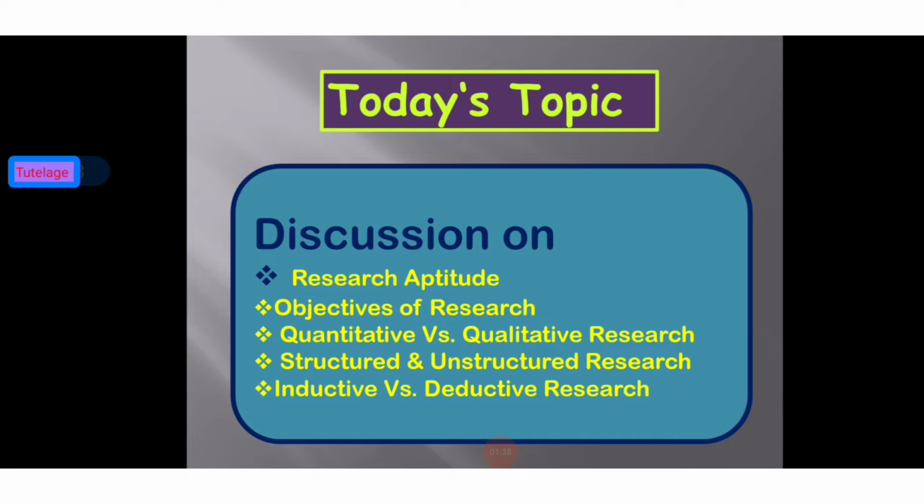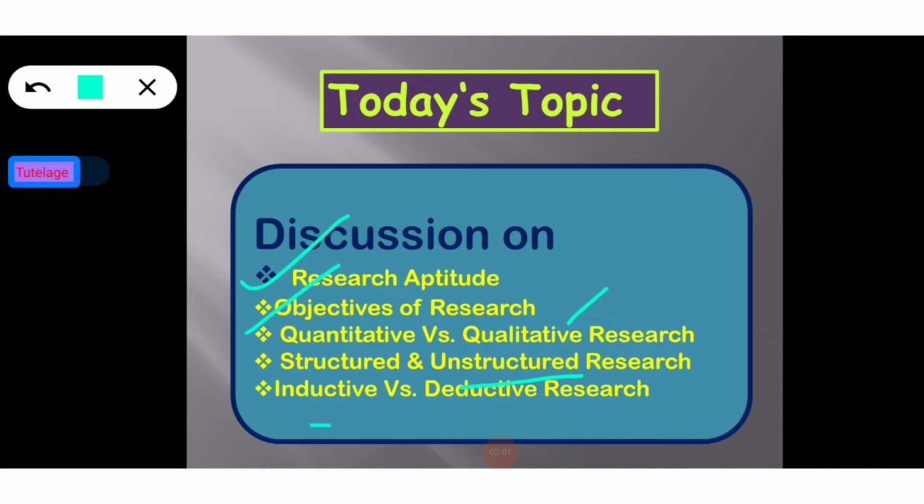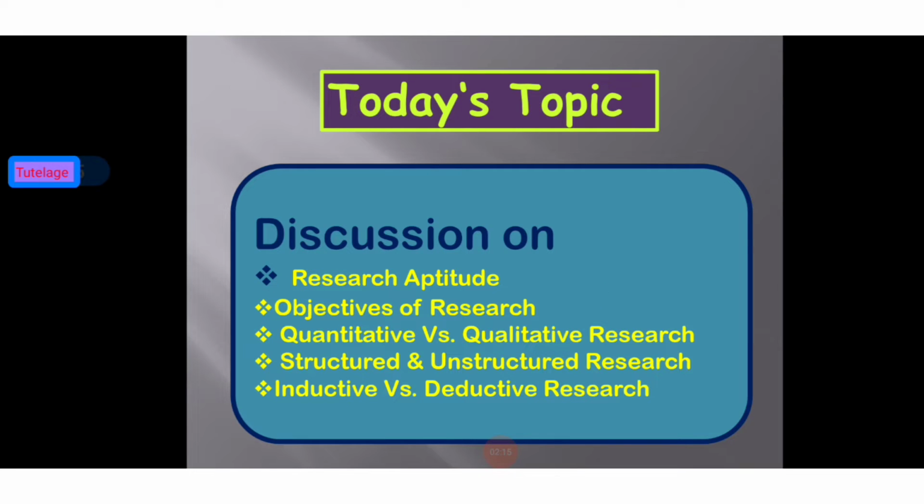So here we can see some subtopics which we will discuss today. The first one is research aptitude, the basic meaning of research aptitude. The second one is objectives of research. Here we will explain some types of research: quantitative research, qualitative research, structured, unstructured, inductive and deductive. And last but not the least, we will explain the differences between quantitative and qualitative research. So now let's move on to the main slide and begin the session.